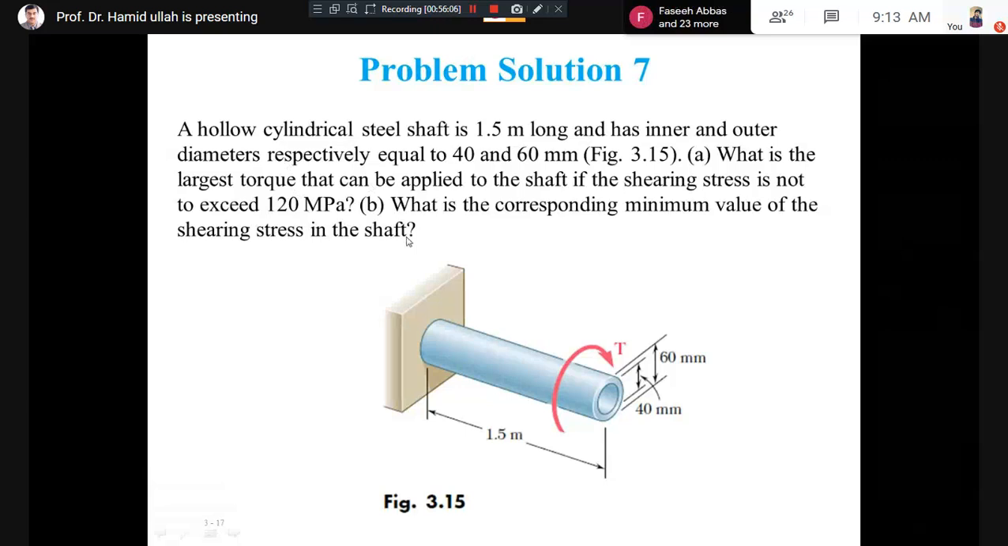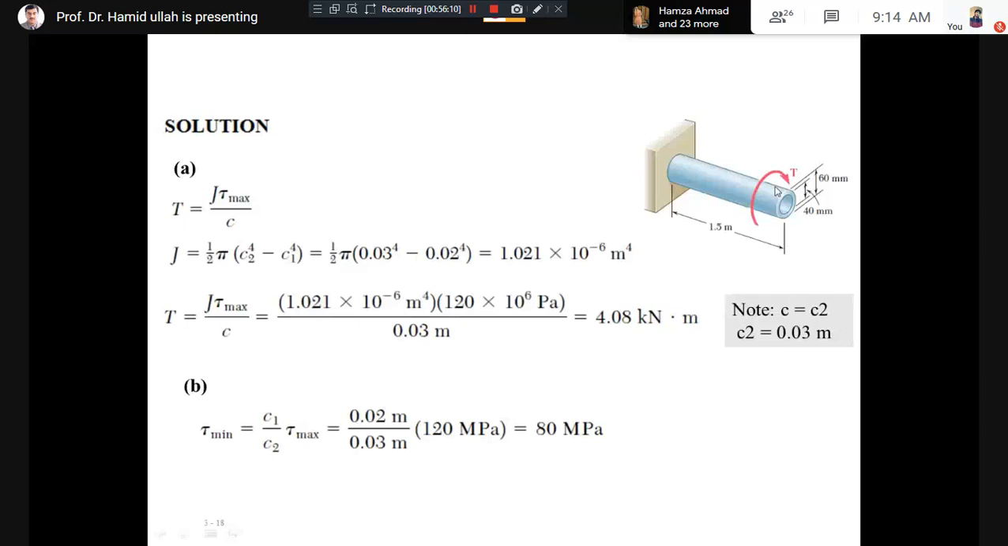So this is the shaft with the given data, and now we want to calculate the value using the formula. You can see tau max will be equal to Tc divided by J. So Tc divided by J will give you tau max. Since we need torque, we write the formula this way. Now we need J. For a hollow shaft, it depends upon the inner and outer radius. You put in the values and you will get this value for the polar moment of inertia.